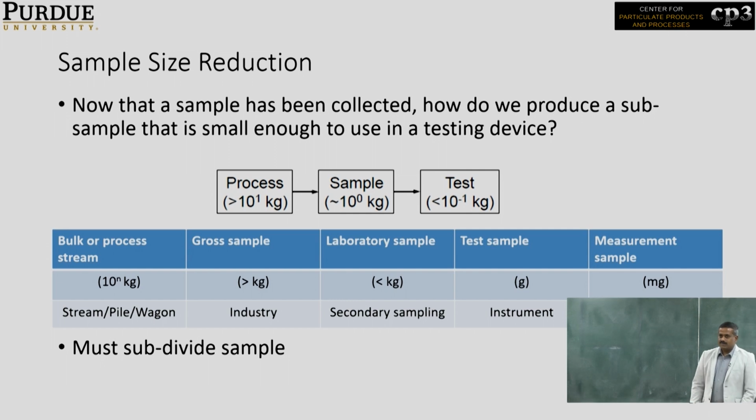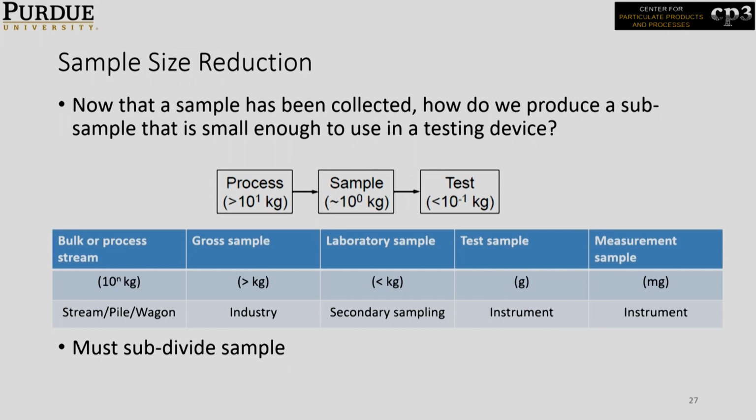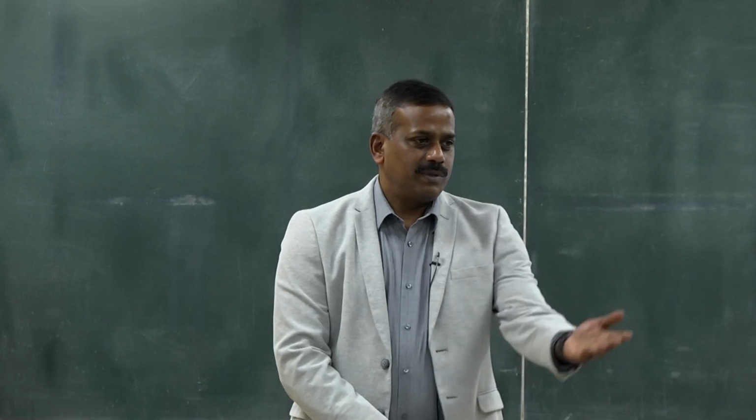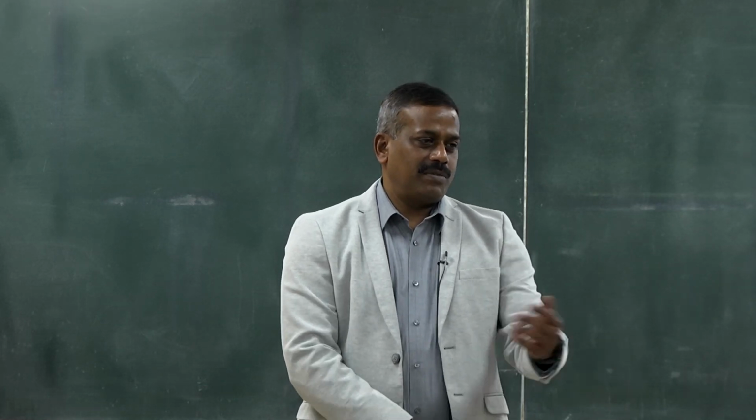So can you guys give some examples of instruments that we use for subdividing, at least for grains and food? So when you take a subsample of rice, how do you subdivide?